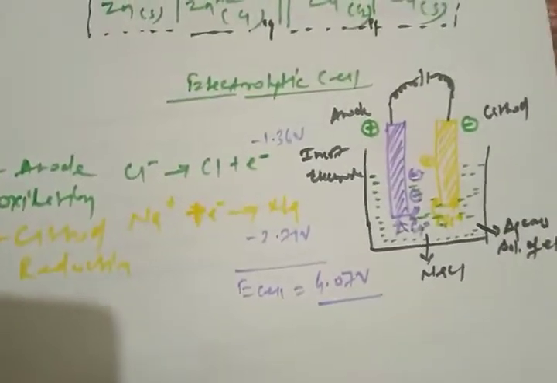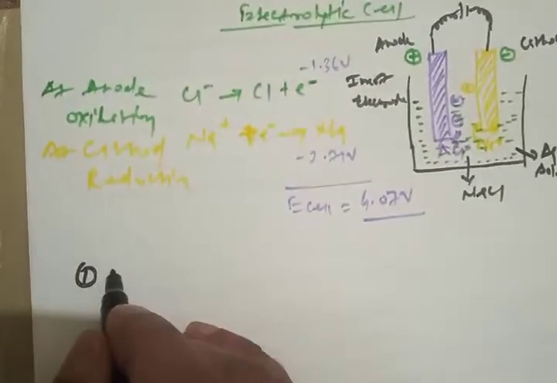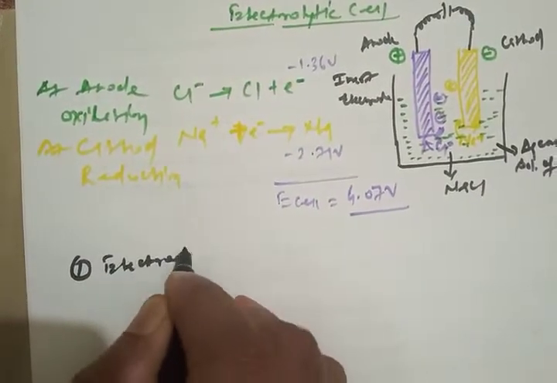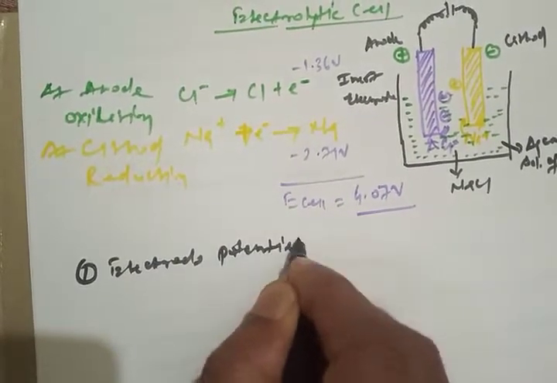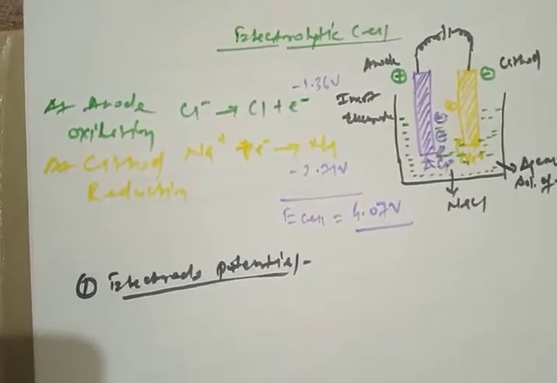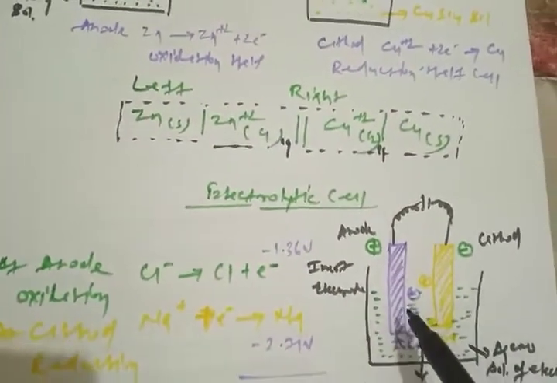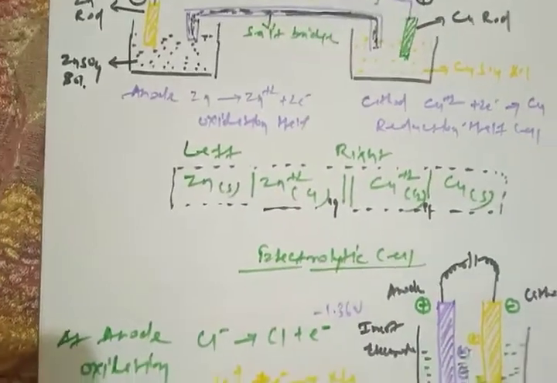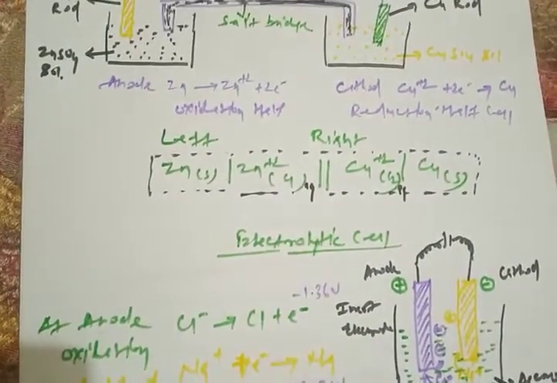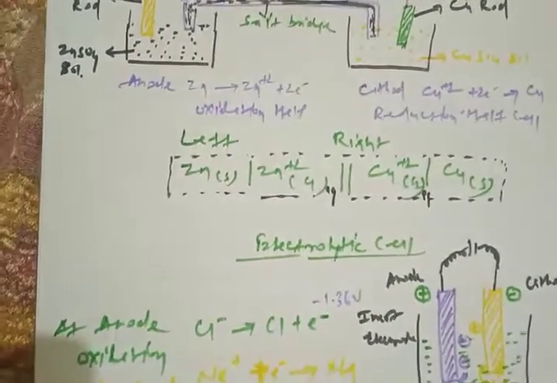So the first is electrode potential. What do we mean by electrode potential? Electrode potential is the tendency of an electrode to gain or lose electrons. This is an electrode. So what is the tendency of this electrode to gain or lose electrons when it comes into contact with its own ion in the solution?